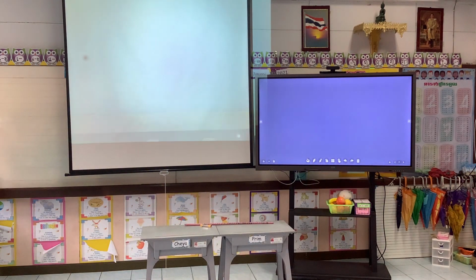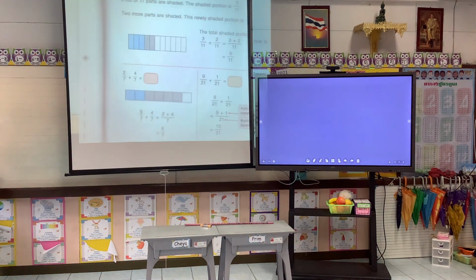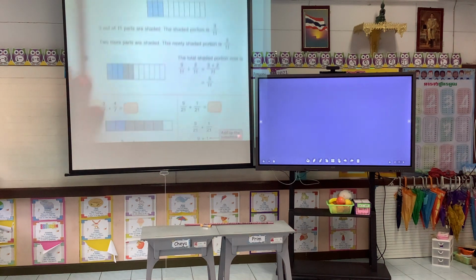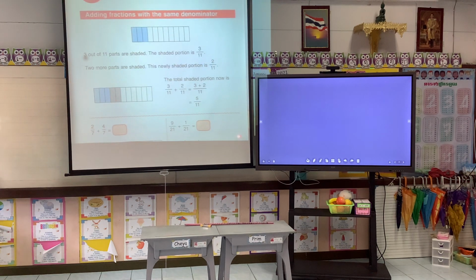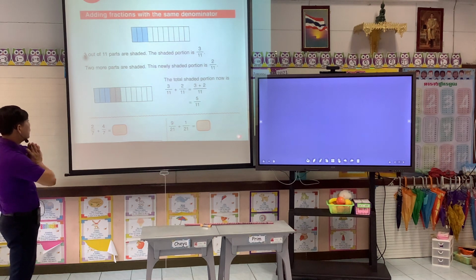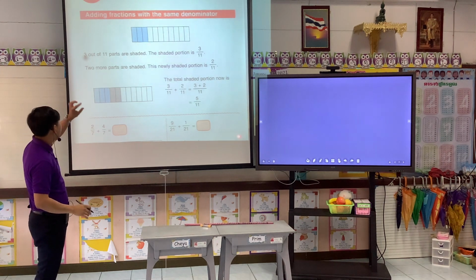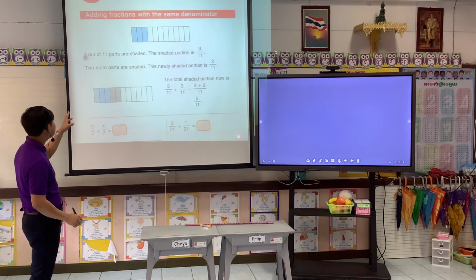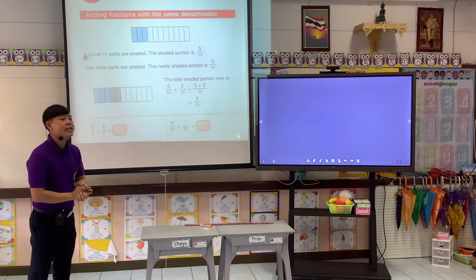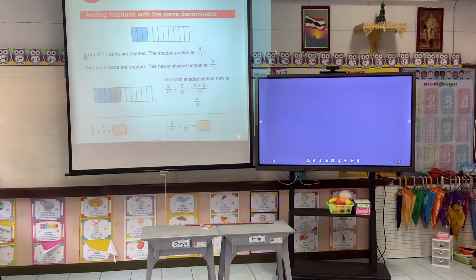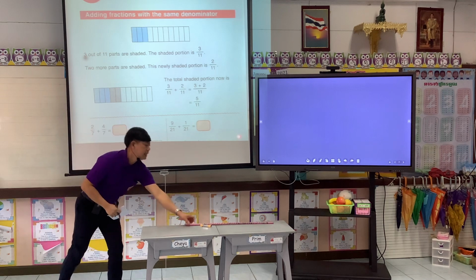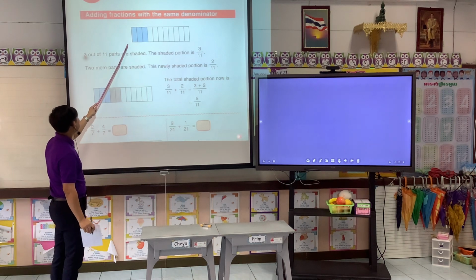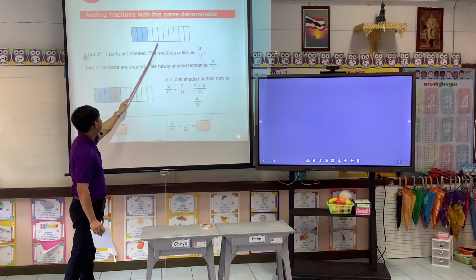This time we need to learn how we solve fractions: operations involving fractions. Look at the bar. There's a whole rectangle that we divide into equal parts. Look at that. First, adding fractions with the same denominator. Look at the denominator here. We have parts of shapes.